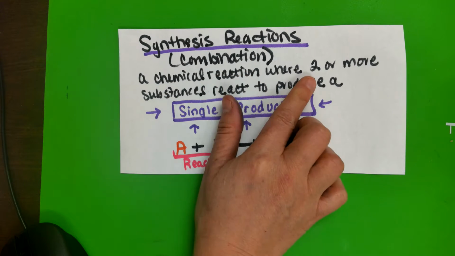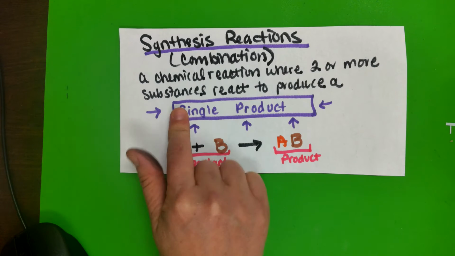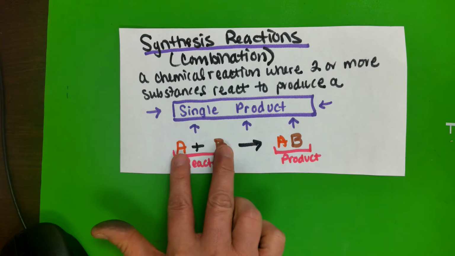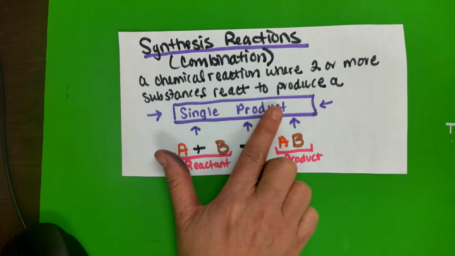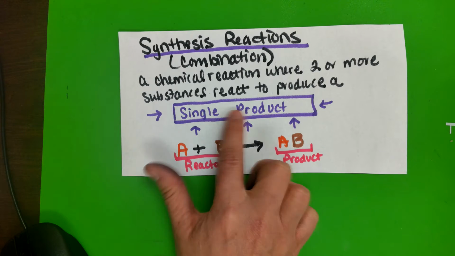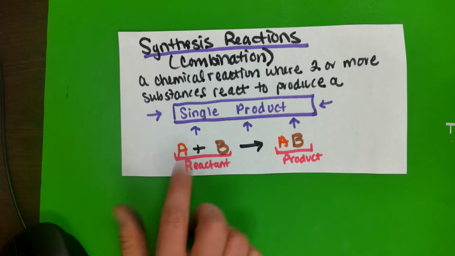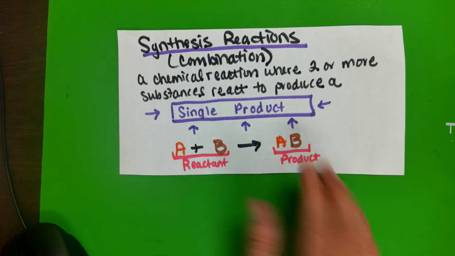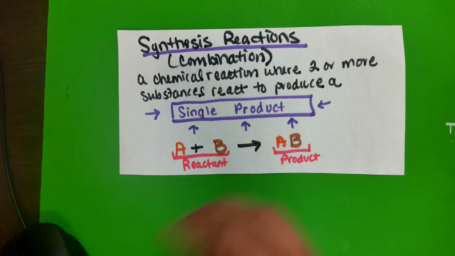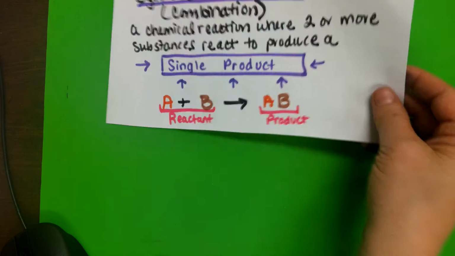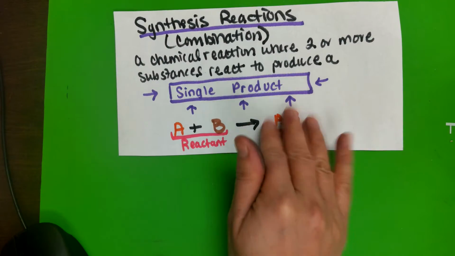It's a chemical reaction where two or more substances, these are your reactants, there are two, and they react to produce one single product. So you see how the A and B, they're two. It's like your eggs and your flour, and here's your cake, and you make one product. You put it all together. So it's a combination. Okay, you combine them together. In here, this produces a single product.